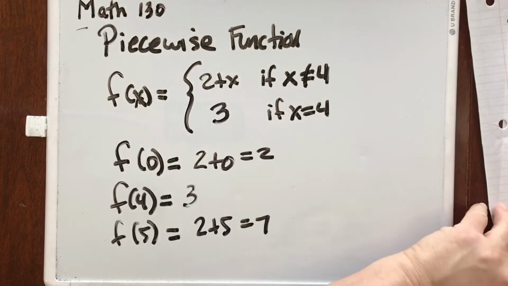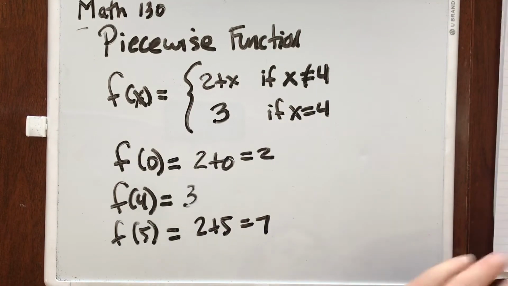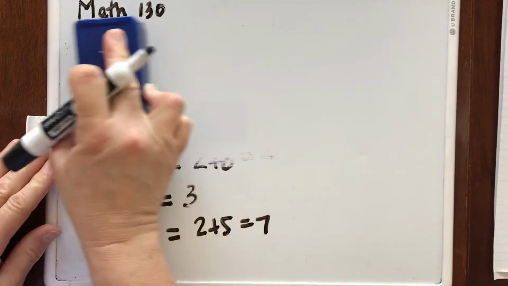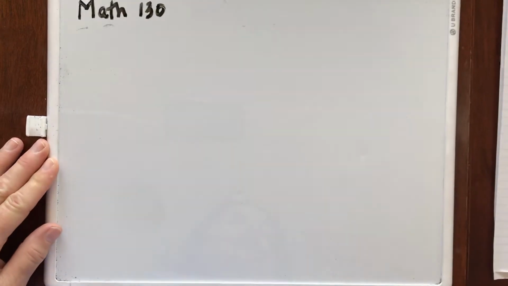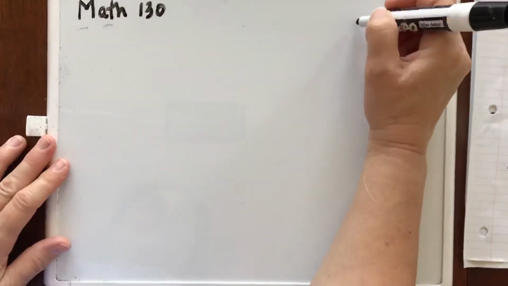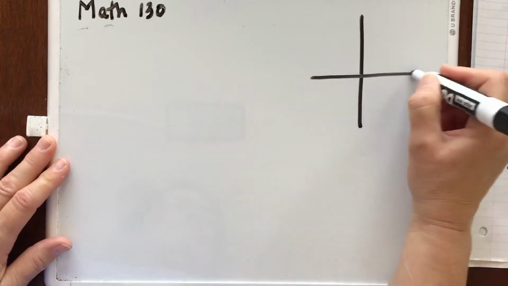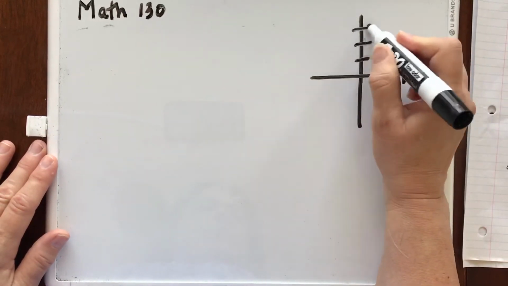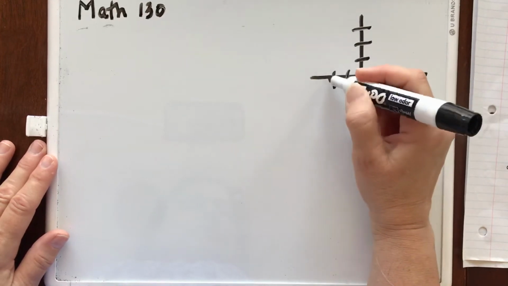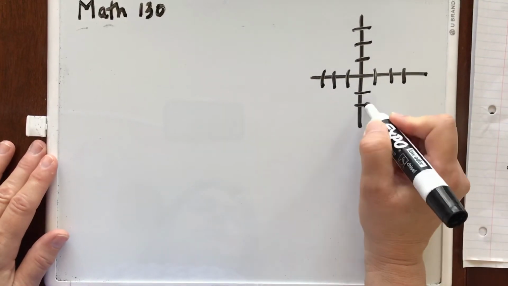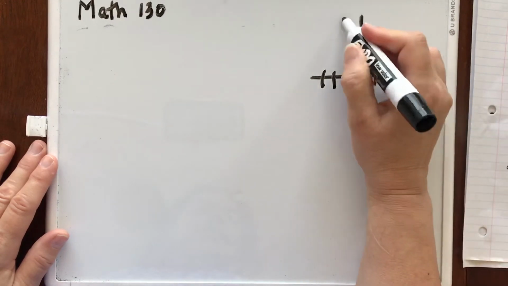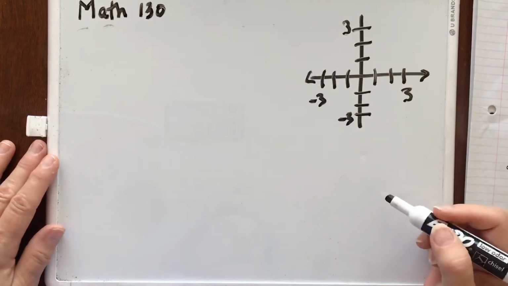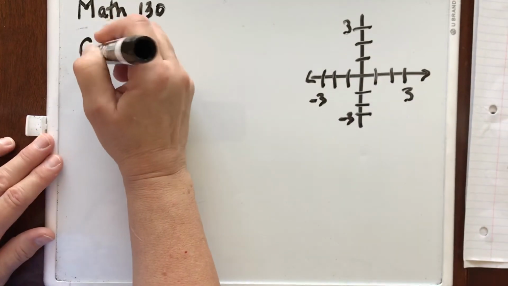All right. How do we graph a piecewise function? We're going to graph one. I'm going to put a little graph over here to the side. And I'm going to go over 3, up 3, to the left 3, just for your notes. You don't have to go very far. 3, 3, negative 3, negative 3. Okay? All right, so here's our piecewise function.